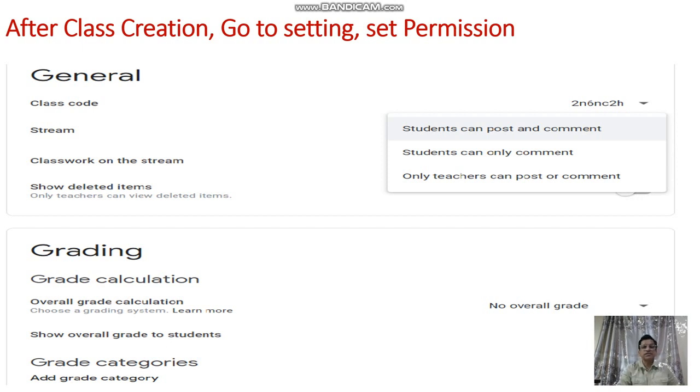After class creation, you need to set some permissions of the classroom, the class code, to whom you want to give. Clear? For example, general permission is what?